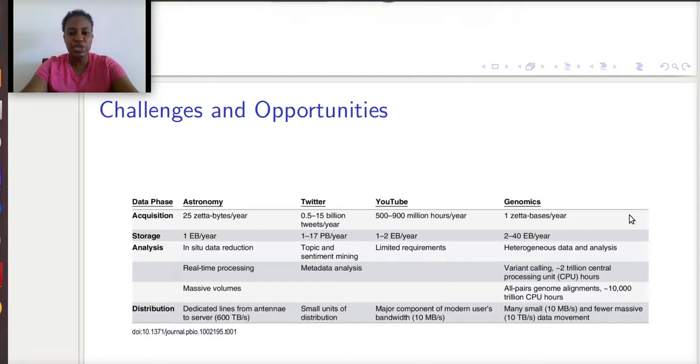The storage required now for astronomy data is 1 exabyte per year, okay? But you can see the requirements for Twitter is a petabyte, YouTube is 1 to 2 exabytes, but when you come to biological data, it goes to 2 to 40 exabytes per year.